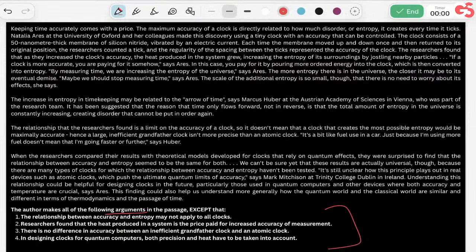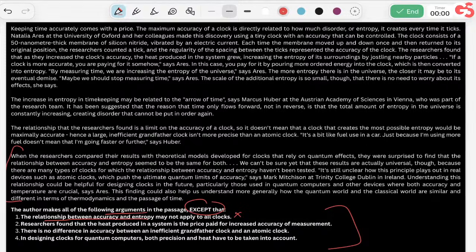Author makes all of the following arguments except what. पहला बोल रहा है कि रिलेशनशिप बिटवीन एक्यूरेसी एंड एंट्रोपी डज़ नॉट अप्लाई टू ऑल क्लॉक्स. ये ऑथर ने बोला है, तो ये एलिमिनेट हो गया. हमें पूछना है कौन सा नहीं हुआ. इज दैट क्लियर? ये क्लियरली बोला है ऑथर ने कि एक्यूरेसी और एंट्रोपी हर क्लॉक पे टेस्ट हुआ ही नहीं है. लास्ट पैराग्राफ में इसका हिंट था.